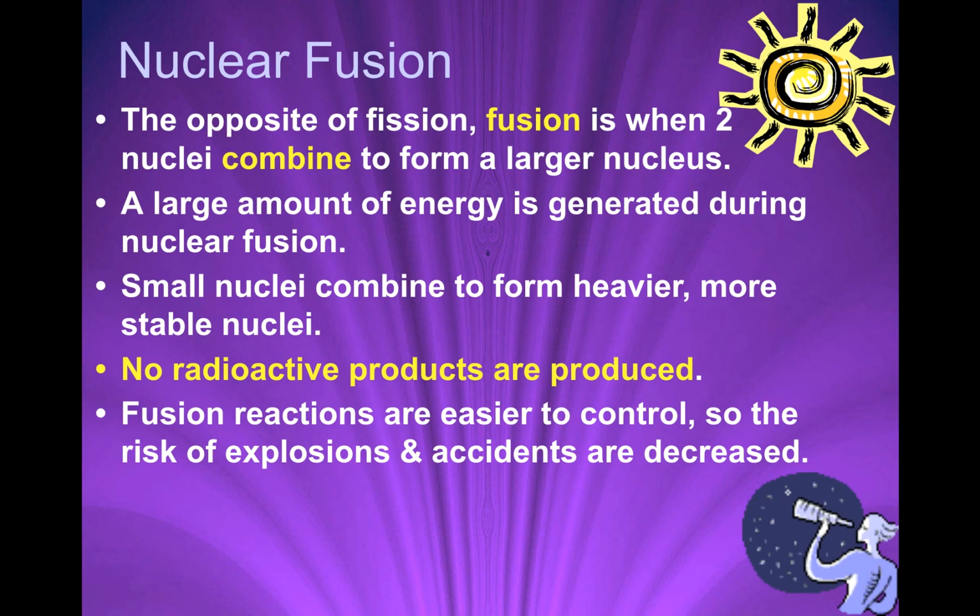Nuclear fusion is the opposite of fission. Fusion is when two nuclei combine to form a larger nucleus. A large amount of energy is generated during nuclear fusion. Small nuclei combine to form heavier, more stable nuclei. No radioactive products are produced. Fusion reactions are easier to control, so the risk of explosions and accidents is decreased.